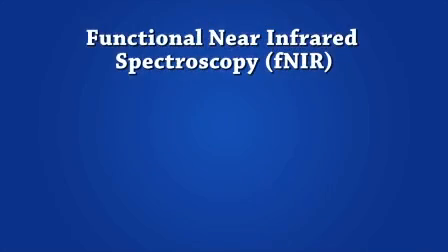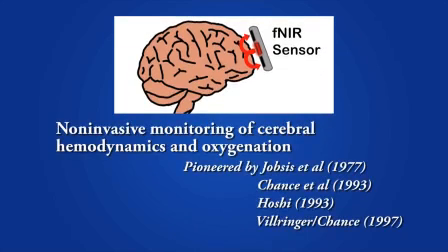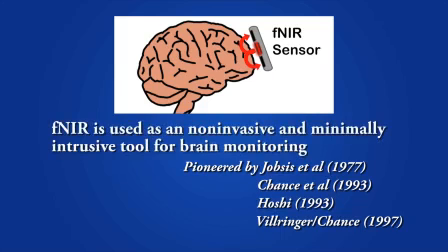fNIR is an optical brain monitoring technique that uses near infrared light to track changes in hemodynamic responses within the cortex. Non-invasive monitoring of cerebral hemodynamics and oxygenation were first demonstrated by Jobsis and colleagues in 1977. This technology allows the design of portable, safe, affordable, non-invasive, and minimally intrusive monitoring systems that can be used to measure brain activity in natural environments, ambulatory, and field conditions.